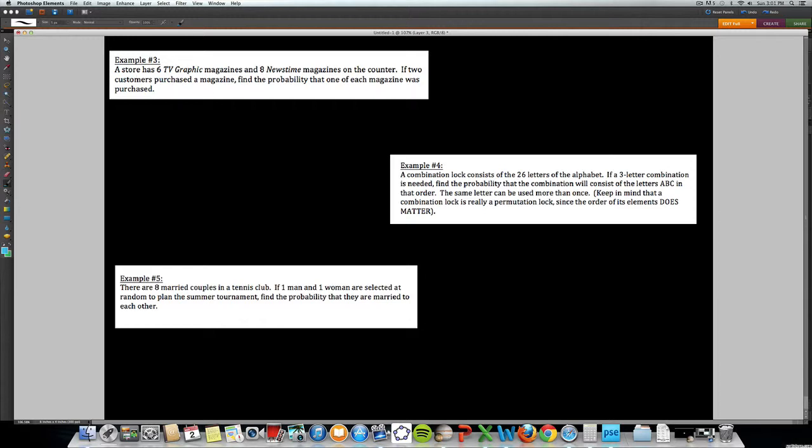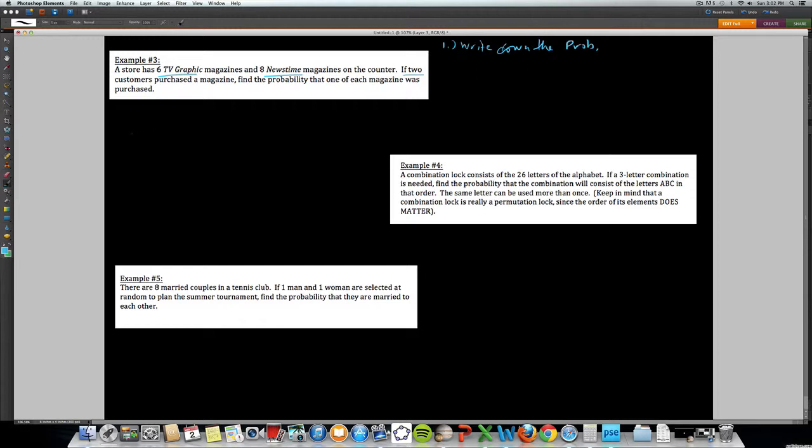We say a store has 6 TV graphic magazines, 8 news time magazines on the counter. It says if two customers purchase a magazine, find the probability that one of each magazine was purchased here. Okay, so let's write down a few rules here, starting with this. I think that number 1 should be: write down the probability that we want to find.